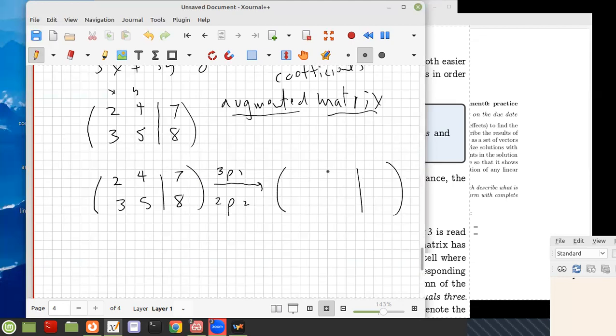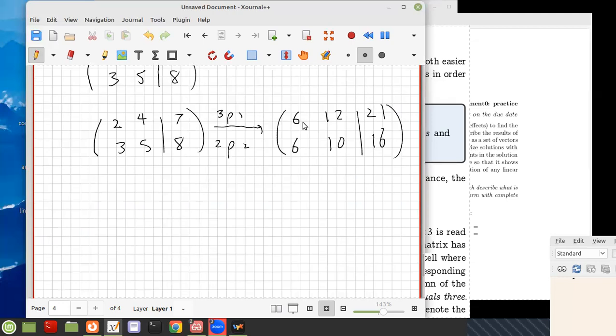So I'm going to multiply the first row by 3. 2 times 3 is 6. 3 times 4 is 12. 3 sevens is 21. 2 threes is 6. 2 fives is 10. 2 eights is 16. If I translate this back, it would be a different linear system: 6x plus 12y equals 21 and 6x plus 10y equals 16. But it's a lot easier to do these arithmetic maneuvers without all the clutter of the x's and y's. Then I can do minus row 1 plus row 2.